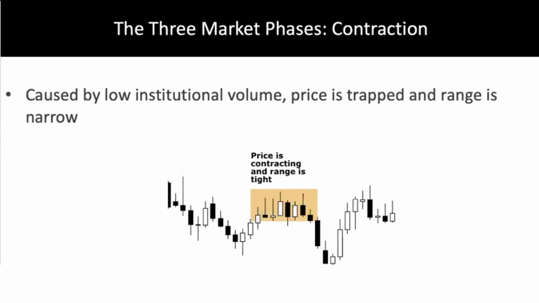So what a lot of retail traders try to do is buy and sell, and the truth is, whether you buy or sell, your profits are very minimal. Even if you buy the low end of the range and sell the top, your profit is very minimal. You don't really see explosive growth in your trading account. So in this phase, price is trapped and the range is narrow. You'll see a lot of doji candles.